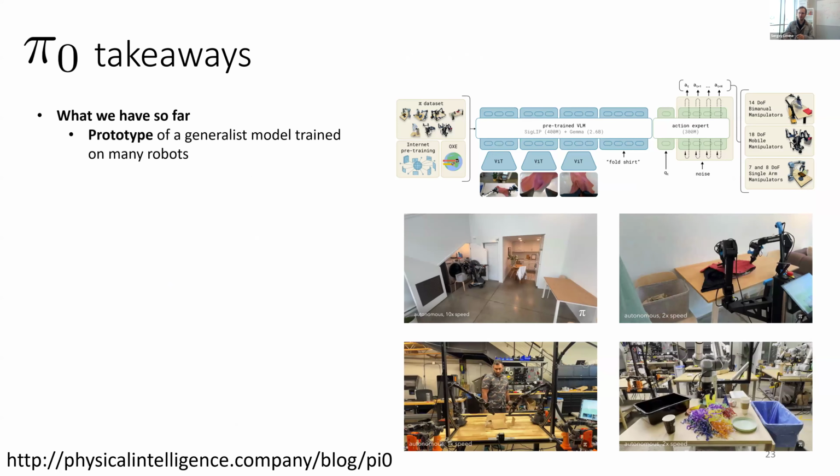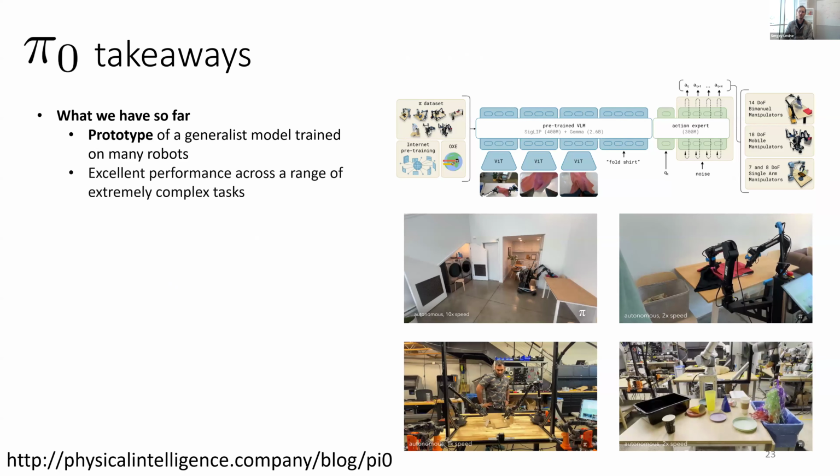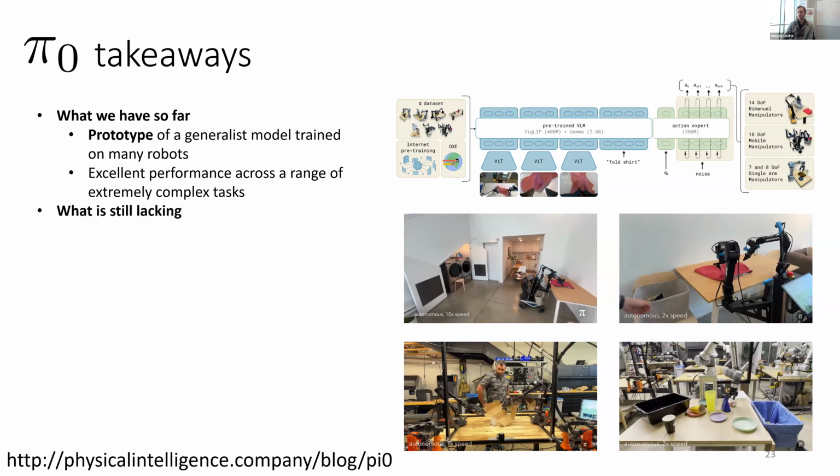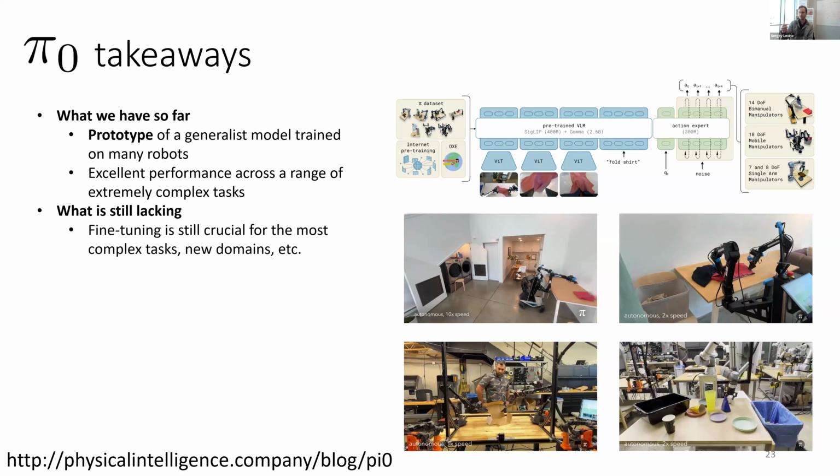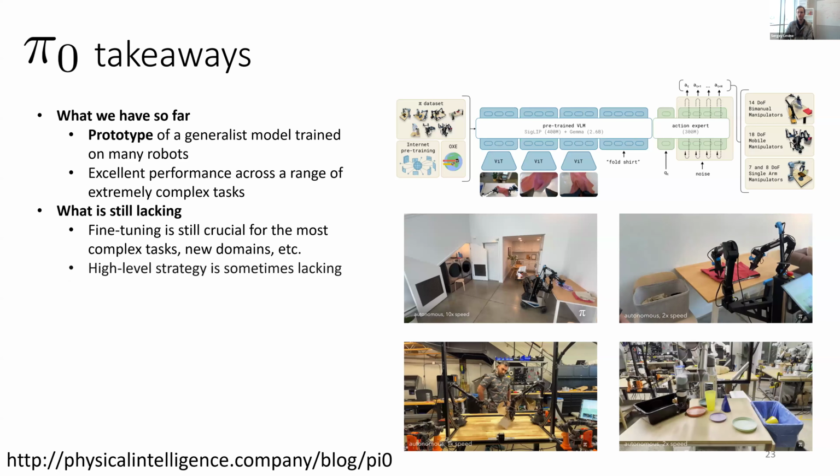Okay, so some takeaways about Pi0. What we have so far is a prototype of a generalist model trained on many different platforms. We have excellent performance across a range of very complex tasks, but there are still things that are lacking. Fine-tuning is still crucial for most of the complex tasks. So even though we can use the model in zero shot, the more complex tasks like laundry folding or box building are fine-tuned specifically to specialize to those tasks.